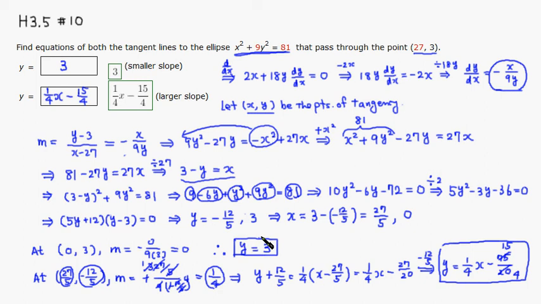Right? That's it. So those are the two equations of the tangent lines. Right? I hope that this was clear.